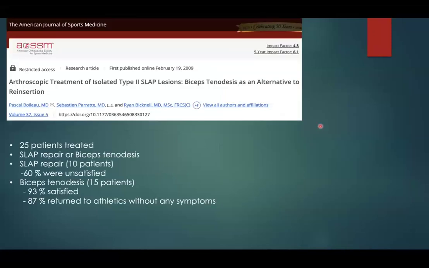This is the last article. Arthroscopic treatment, according to this author, biceps tenodesis was an alternative to reinsertion, and did well for the patients.